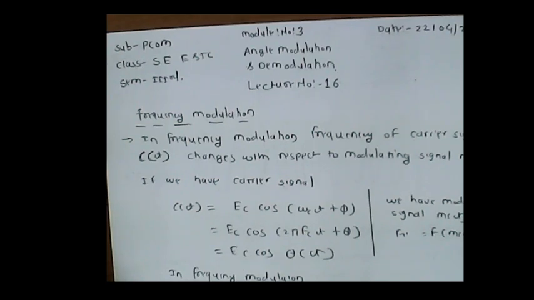In module number 2, we dealt with amplitude modulation and demodulation. We saw in previous lectures various types of amplitude modulation and demodulation, applications, advantages, disadvantages, various modulator and demodulator circuits of amplitude modulation, and comparison between amplitude modulations and various techniques. Today we will start with angle modulation and demodulation.